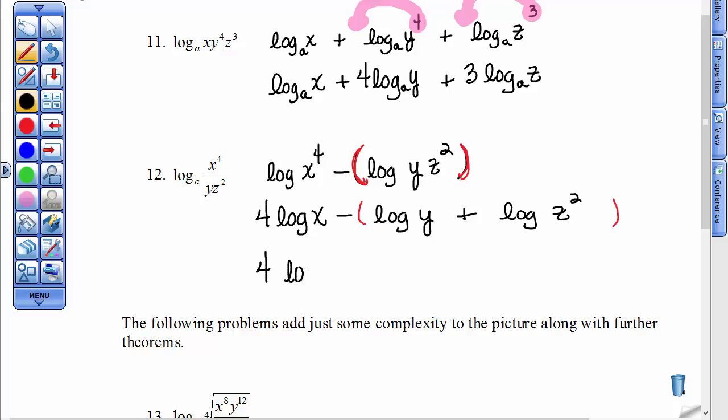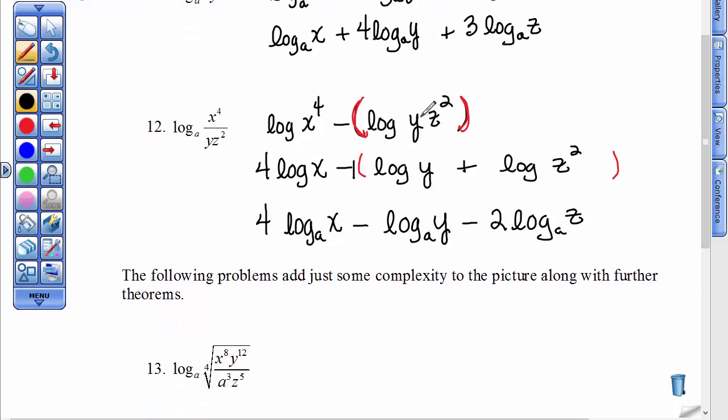So 4 times the log of x, where the base is a. This minus sign means distribute a minus 1 to each of those. So minus 1 times the log of y, where the base is a. And this has got to become a minus sign. And the 2's got to be brought in front. So 2 times the log of z, where the base is a. And now I'm done. So if you had tried to break these up quickly, you might have only had the minus sign in front of this term and not in front of this term. And it needed to be in front of both.